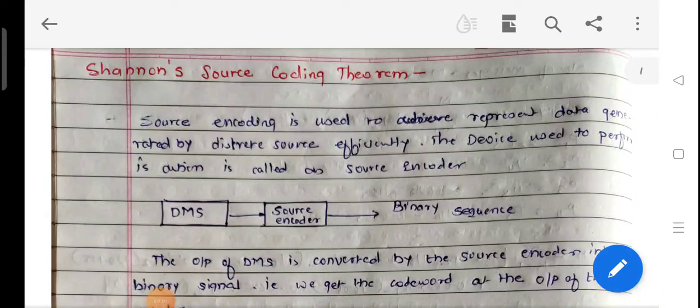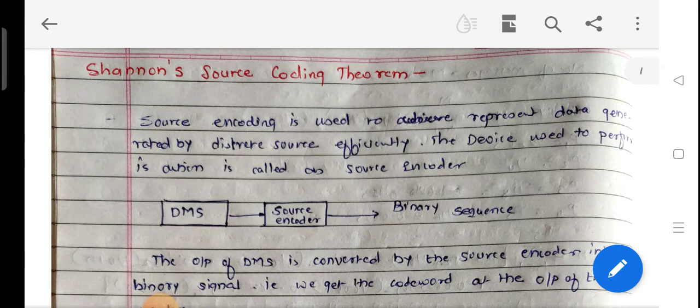See source coding theorems. In the previous lecture, we have seen the block diagram of a digital communication system. In the transmitter section of that block diagram, we are using a source encoder at the input side. We know the function of the source encoder: whatever input signal we have for the transmission, we are encoding that signal into a new bit sequence using the source encoder block.